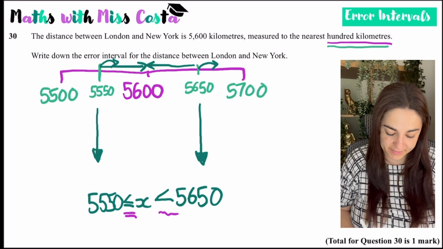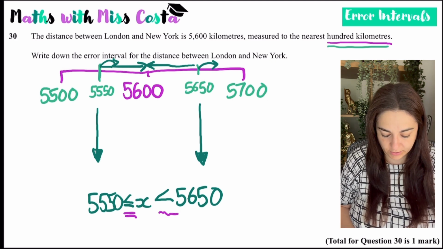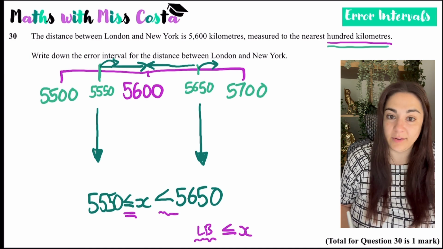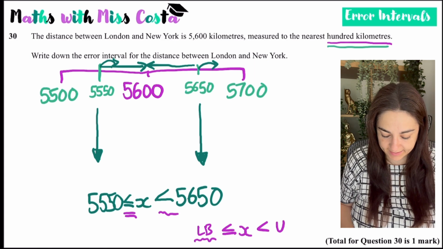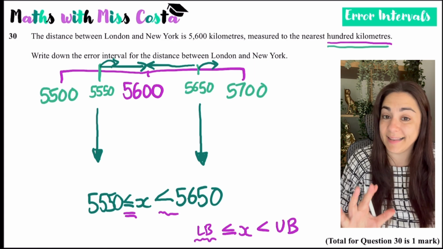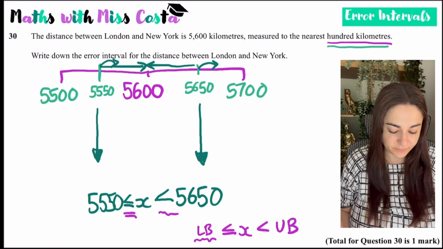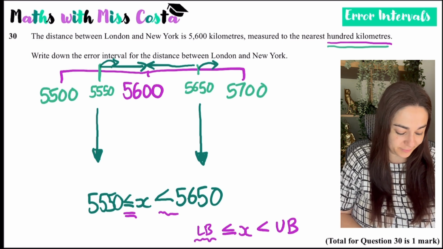So every error interval, you generally write the lower limit or the lower bound is less than or equal to x or p or whatever the value is, which is less than the upper bound. And that's how we do error intervals.